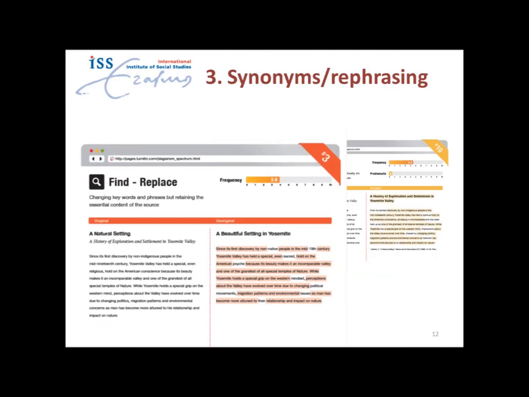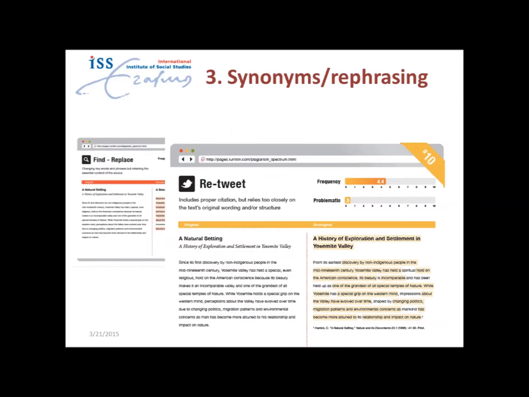Now, since you know that you're not allowed to copy-paste, many people do use synonyms or rephrasing. So this is the first thing. Take a look: "discovery by non-indigenous people", it's difficult to pronounce, right? You replace "indigenous" and make it "non-native" there, right? Okay, so this is find and replace. You take a look and you find synonyms. It is still plagiarism because you use the basic text. It will turn up and we will take a look at it.